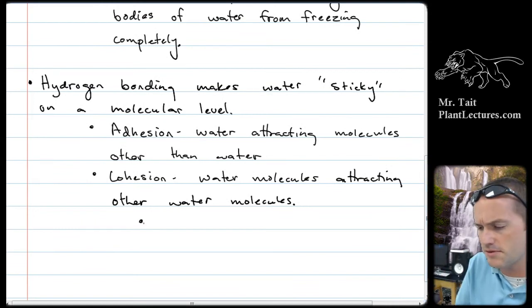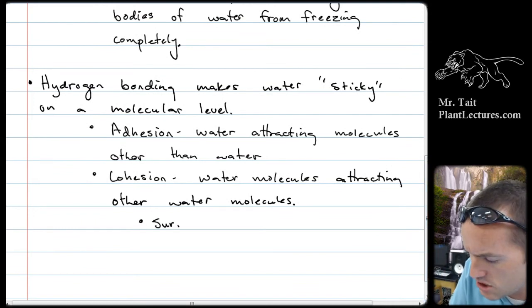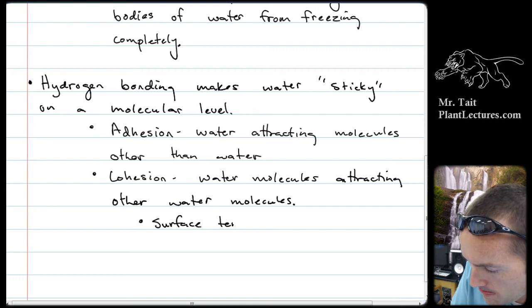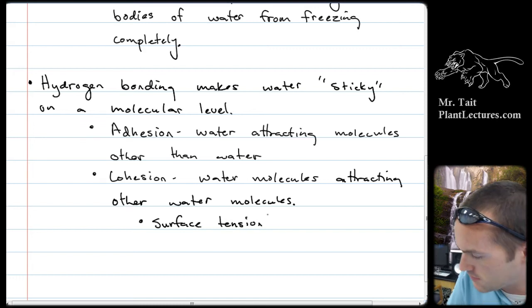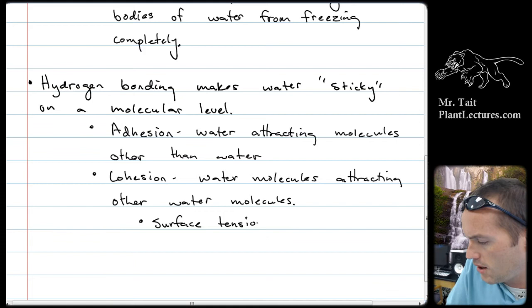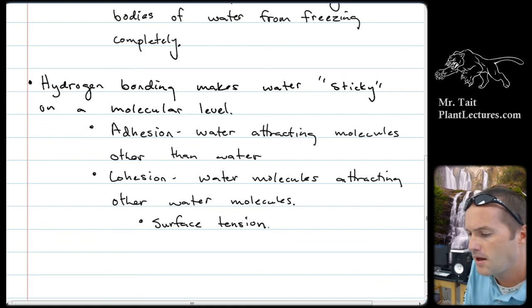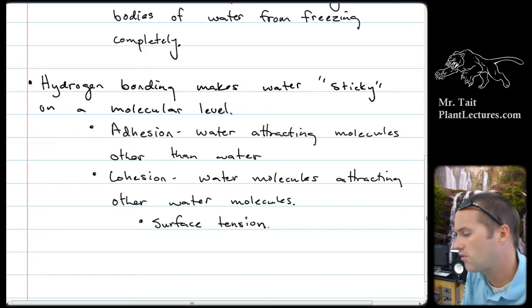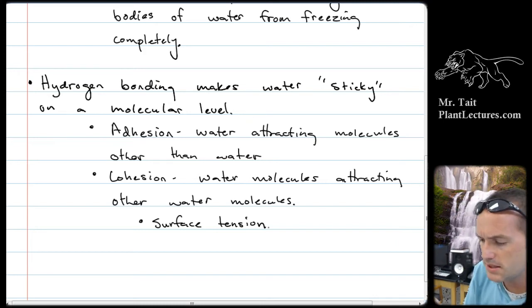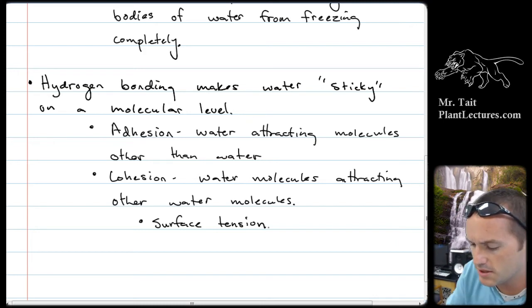The other result of cohesion is surface tension. Surface tension is important for a whole host of bacteria and bugs and things like that. It doesn't have as large of a role in our life, but lots of aquatic organisms rely on surface tension.